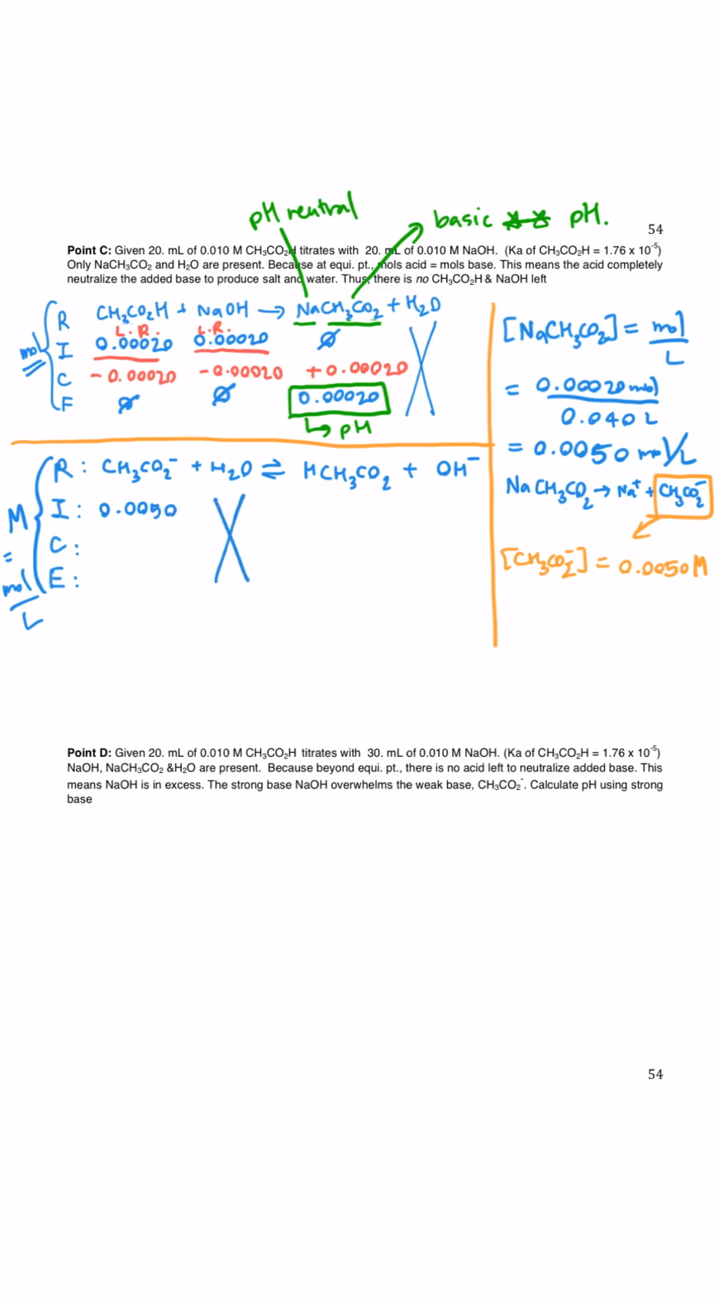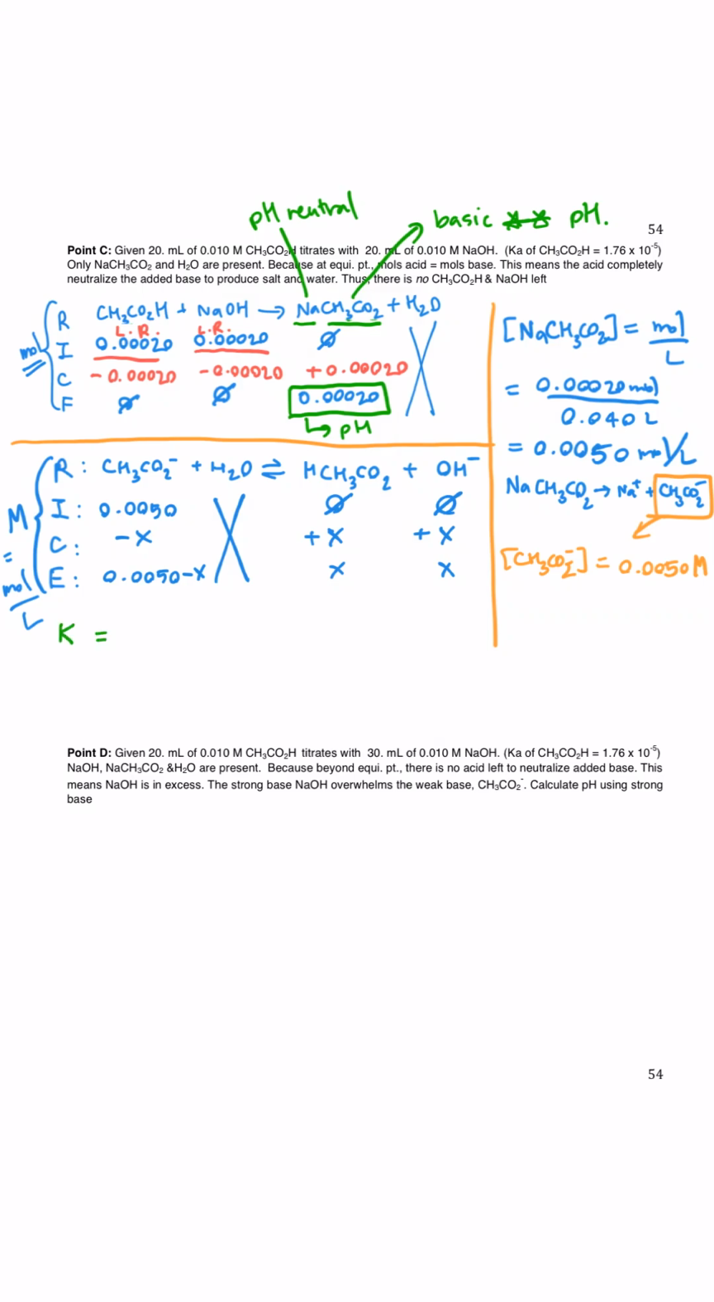Ignore water, and it would be 0 for the product, and change would be negative x because we don't know how much it changed, and positive x for the product. And equilibrium would be 0.0050 minus x and plus x for the product. Next, write out the equilibrium constant expression K.